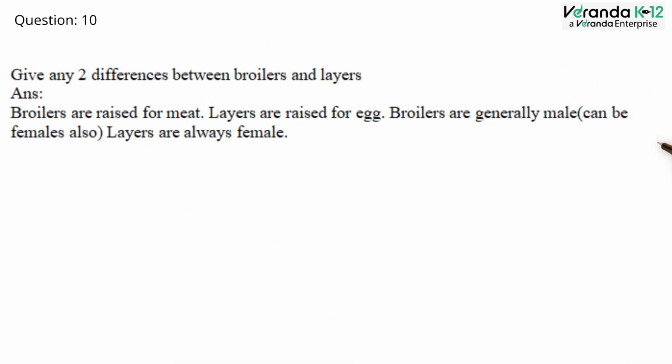Question number 10. Give any two differences between broilers and layers. The answer is broilers are raised for meat and layers are raised for eggs. Broilers are generally male, but they can be females also, but layers are always female.